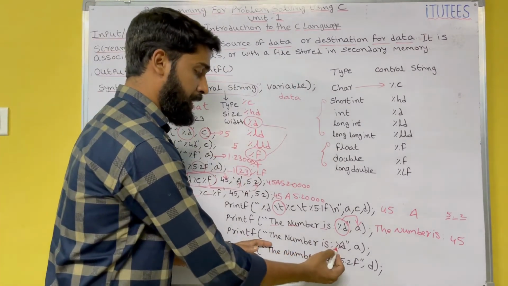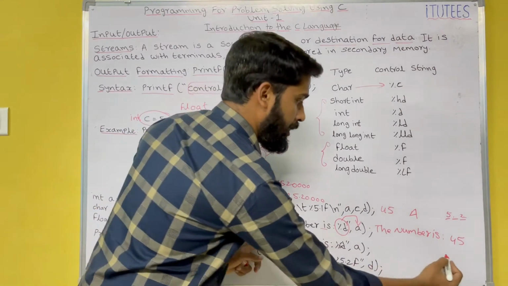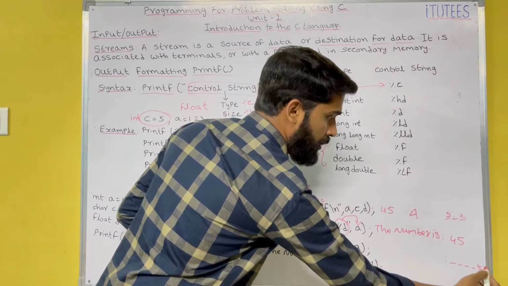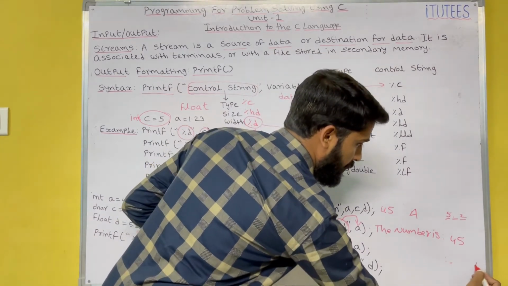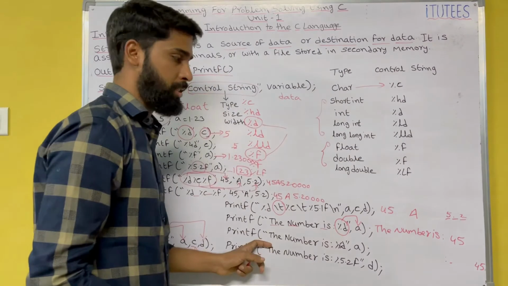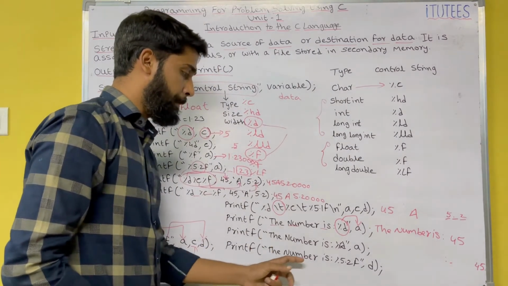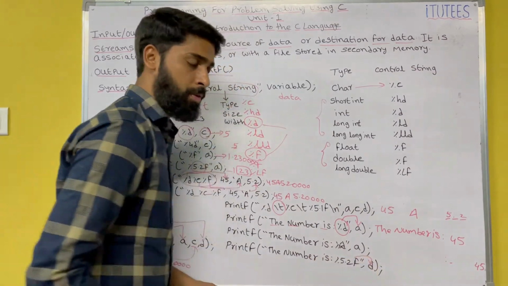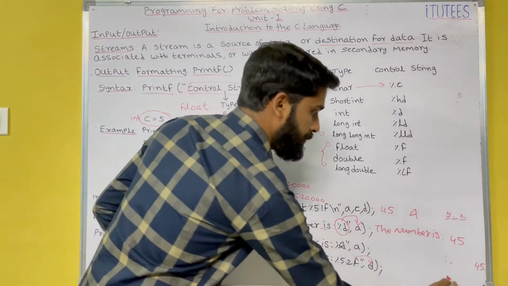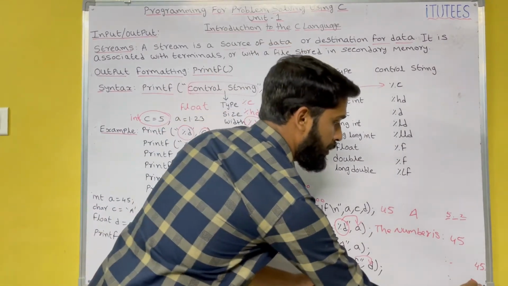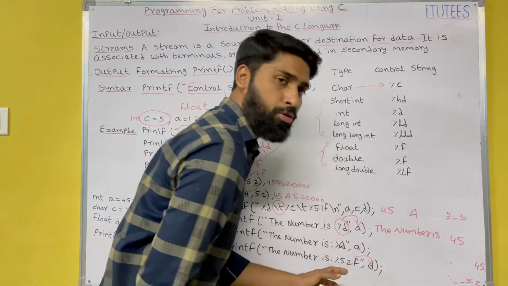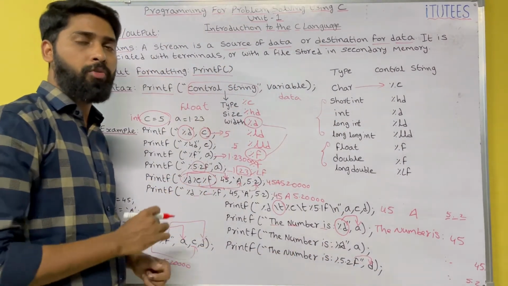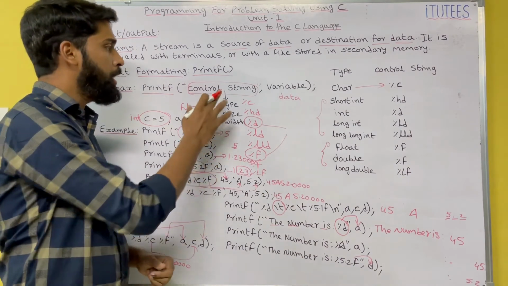The number is %6d. 6d means the width is 6. In this, 4 and 5 are printed and the remaining are the spaces. Next, printf, the number is %5.2f. f means float. What is the float value? 5.2, and the width is 5, so these are the two spaces. In this way, you are going to format the output message onto the monitor by using printf function.